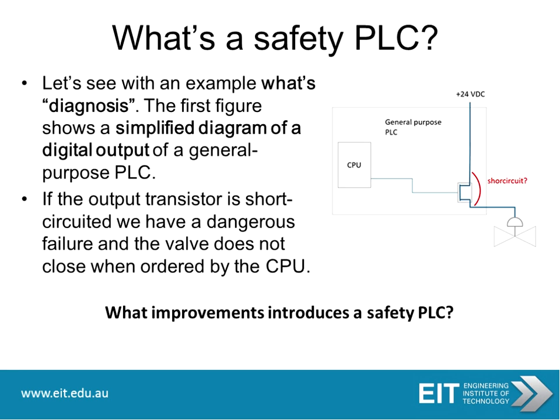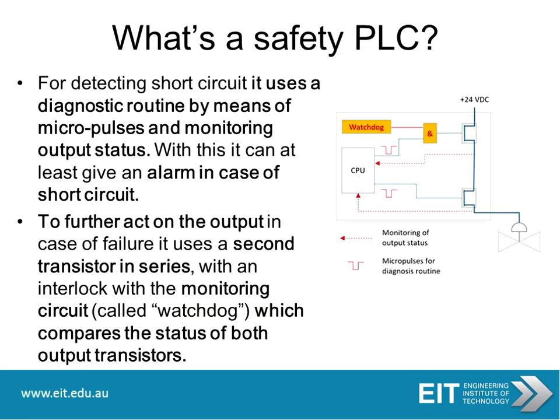Now let's see with an example what diagnosis is. The first figure shows a simple diagram of a digital output of a general purpose PLC. So we have a general purpose PLC and we have one output. Now if this output transistor is short circuited as indicated in red, then we have a dangerous failure and the valve that we're driving does not close when ordered by the CPU, because we cannot control the signal to the valve anymore. So what improvements does a safety PLC introduce?